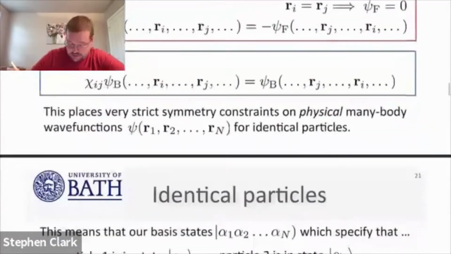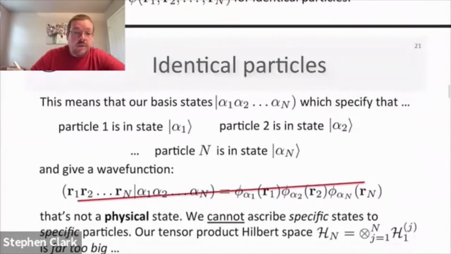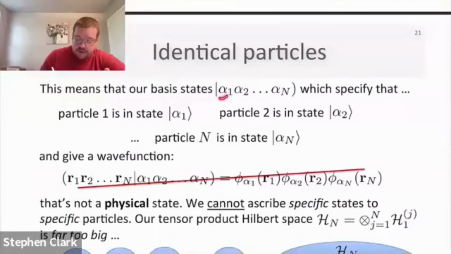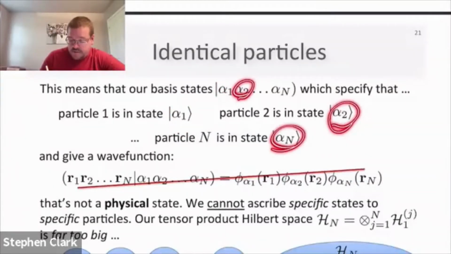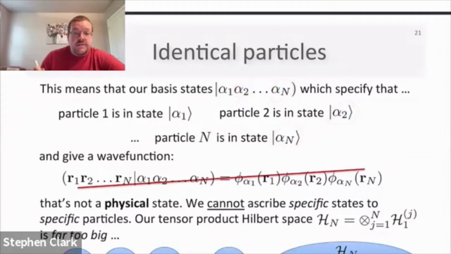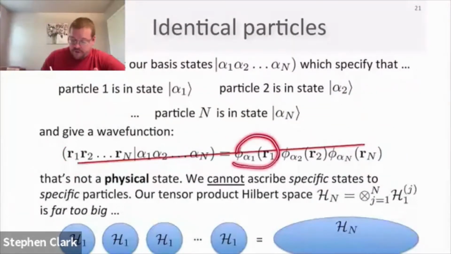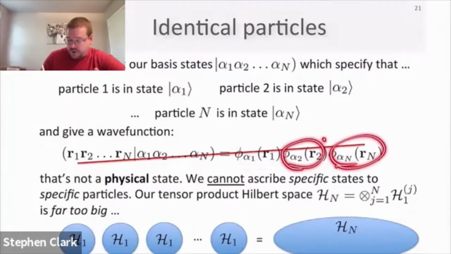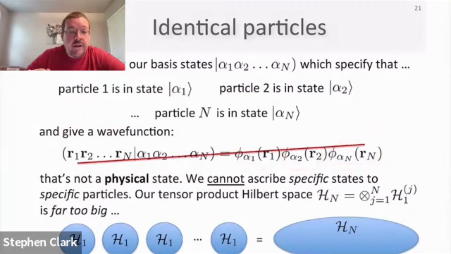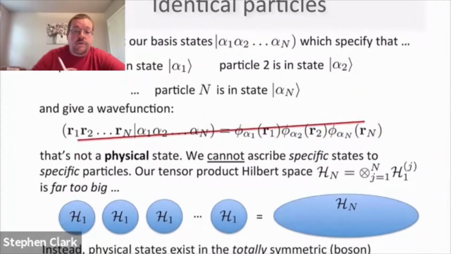for identical particles. So if we go back to our basis, where I specified that particle 1 was in this state, and particle 2 was in this state, and particle n was in this state, this is equivalent to this wave function here, which is the product of the wave function alpha 1 for particle 1, alpha 2 for particle 2, ... alpha n for particle n. This is not a physical wave function, which is why I've drawn a line through it, because we can't ascribe specific states to specific particles.